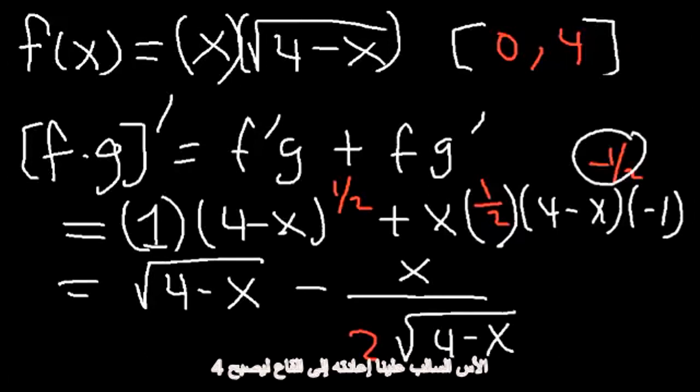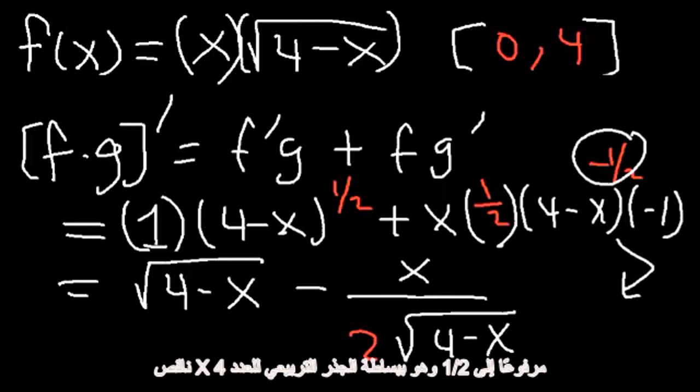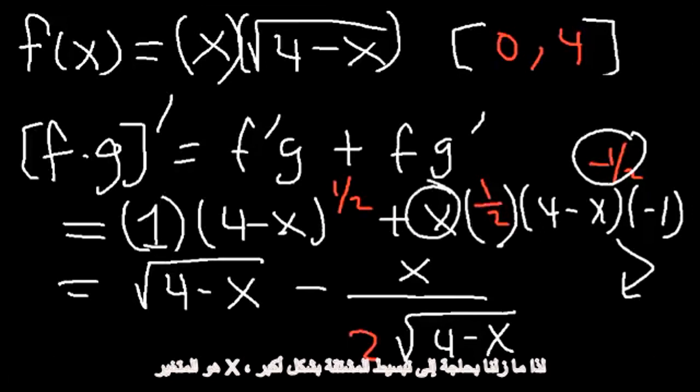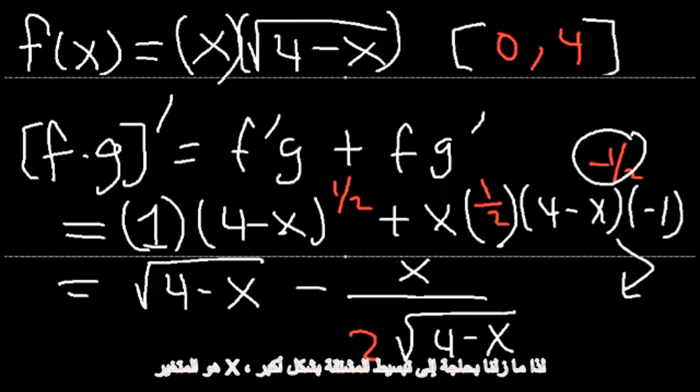Since we have a negative exponent, we need to bring it back to the bottom. So it's going to be 4 minus x raised to the 1/2, which is simply the square root of 4 minus x. The 2 is already on the bottom, so it stayed there. The only thing that was on top is the x variable. So now we still need to simplify the derivative even more.